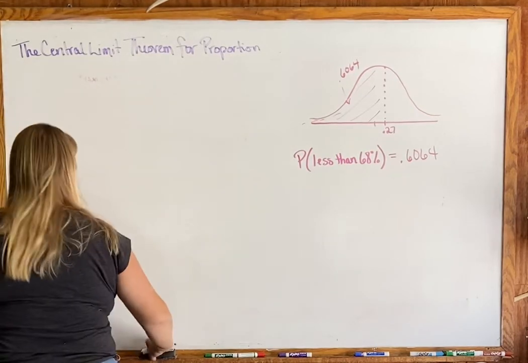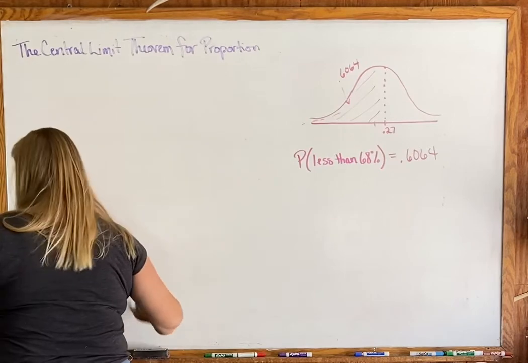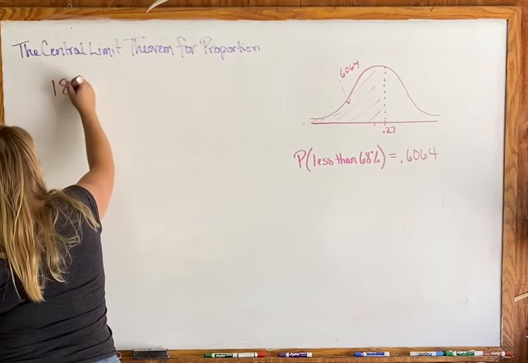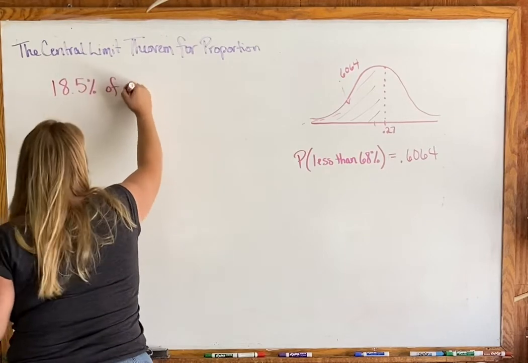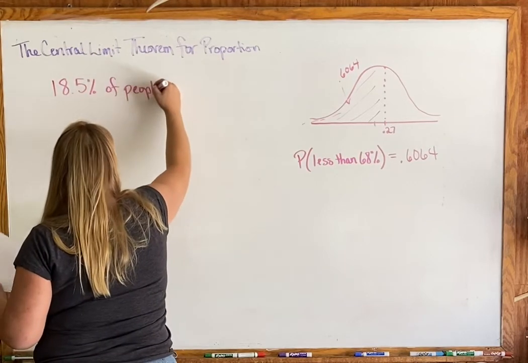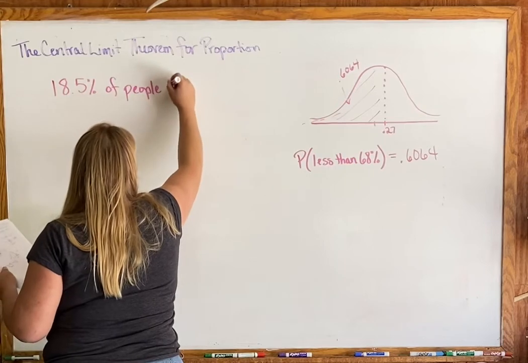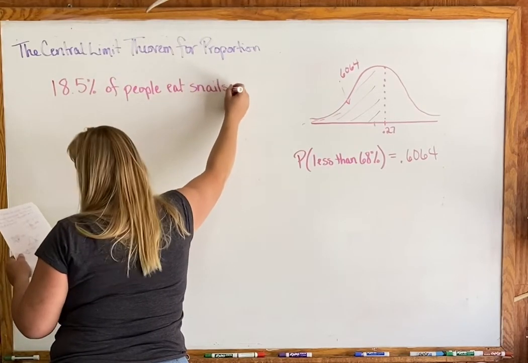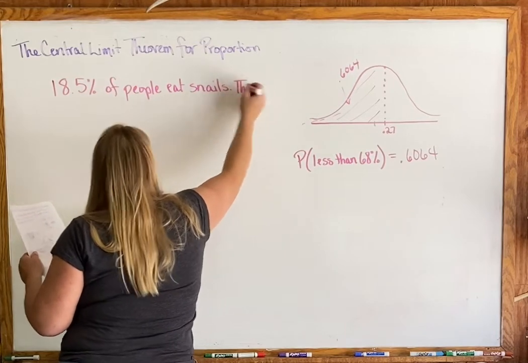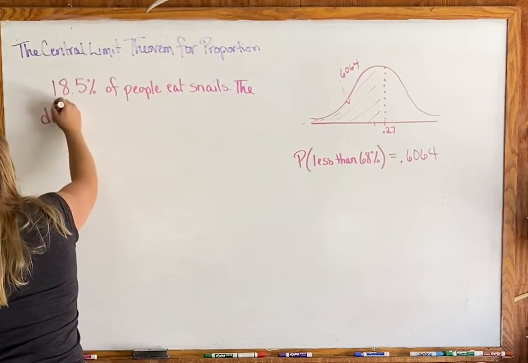Okay, so this one we'll go to the snail example. This one said 18.5% of people eat snails. Again, totally made up. I have no idea. This time it says, though, that the data is normally distributed.